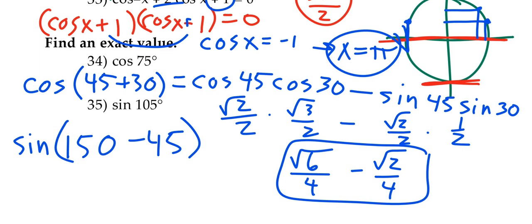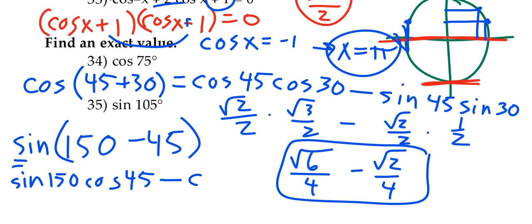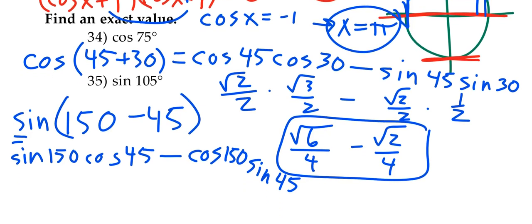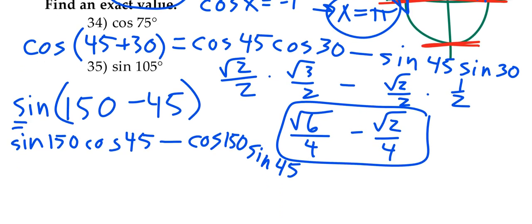So sine, according to my formula sheet, goes sine 150, sine cosine. It keeps the same sign, so that would be minus cosine sine. So yes, you need to pay attention to your formula sheet. And I don't care if you decided to go with 60 plus 45. You still need to pay attention to your formula sheet. The y value at 150 is 1/2.